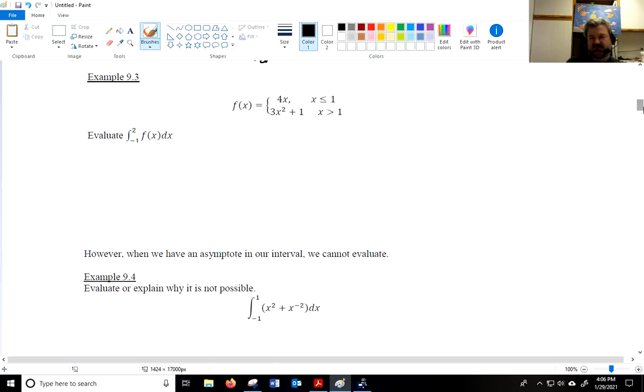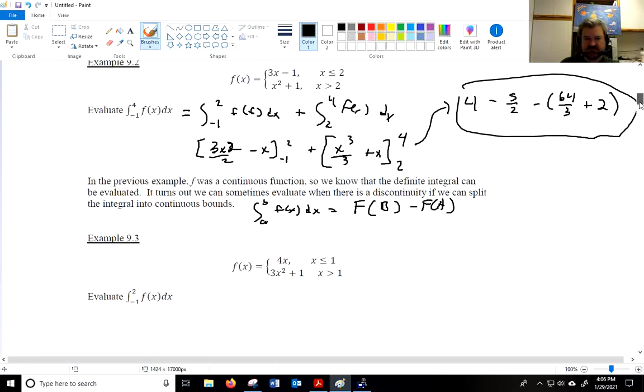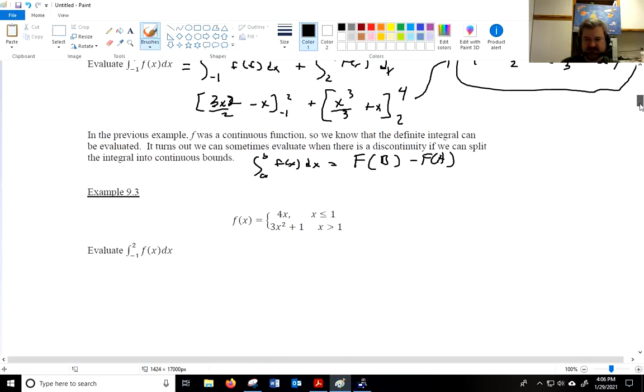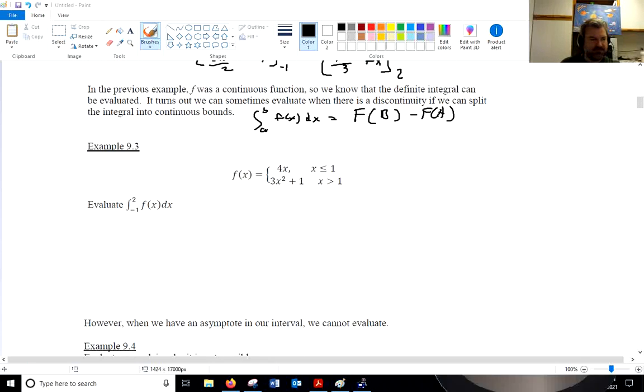F of x is 4x when x is less than or equal to 1, 3x squared plus 1 when x is greater than 1. If you plug in 1 for x to take the limit from the left on the top, you would get 4. But on the bottom, you would also get 4. I thought I was going to show you when you can't. Well, let's just change that problem a little bit. So here's one where they're not continuous. Plug in 1, you get 4. Plug in 1, you get 5, right?